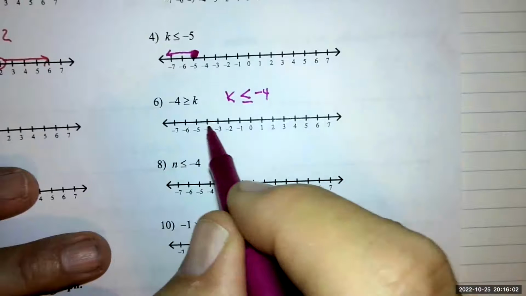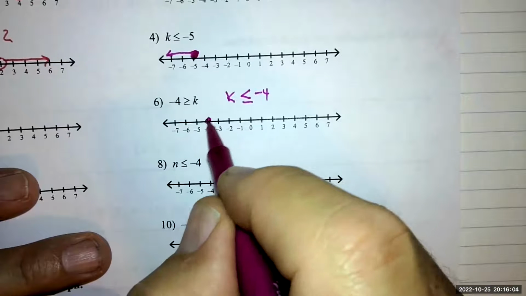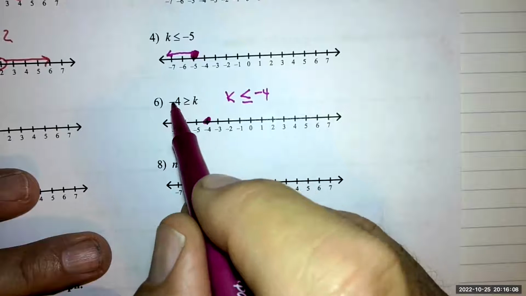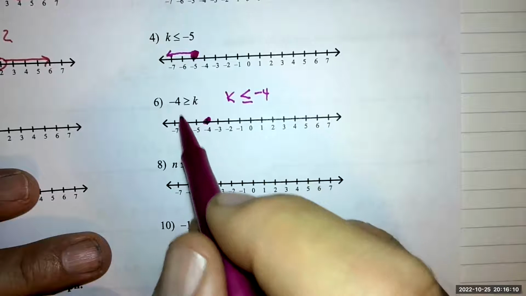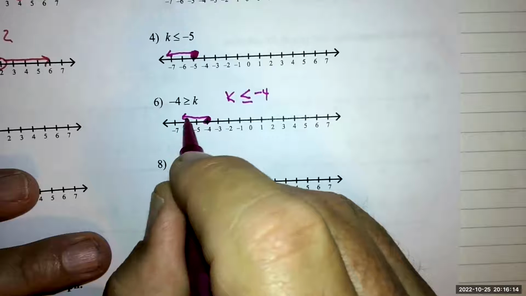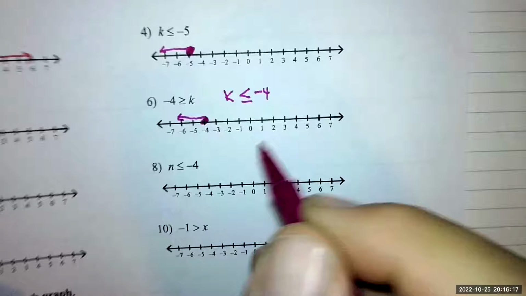So at -4, I'm going to put a closed dot. And then look at K. K has to be smaller than -4, so I want a number less than -4. So -4 is the biggest. Because of that, I'm going to go this way. And you can see how this arrow kind of shows you.